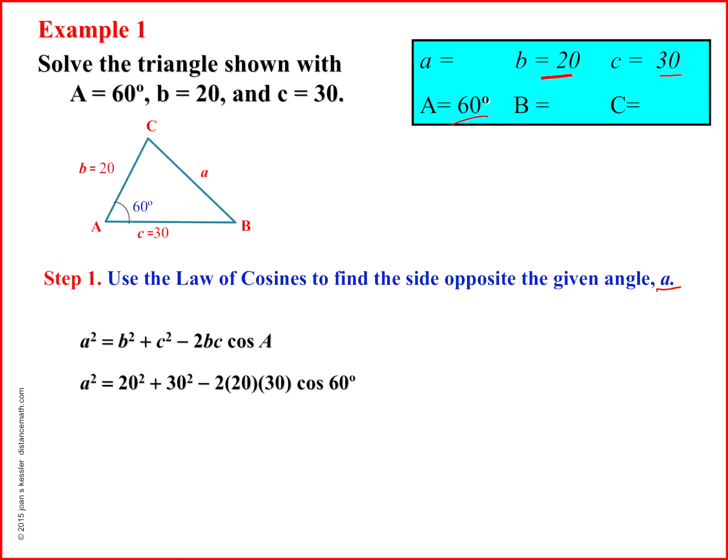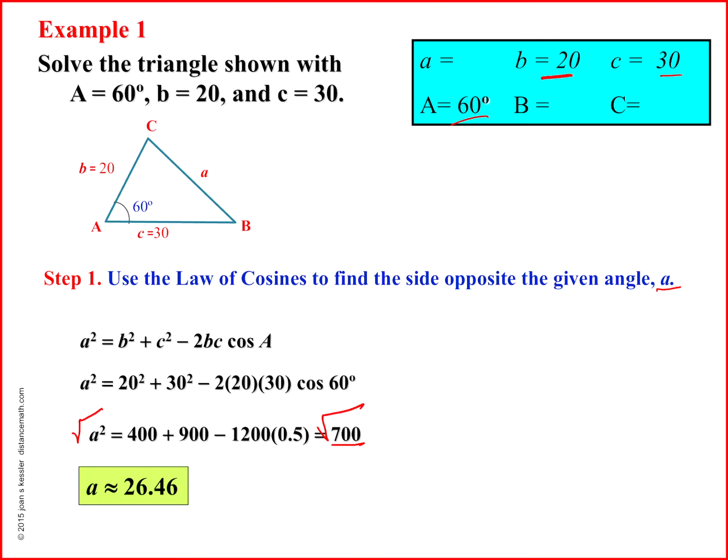And now it becomes, again, a lot of calculator problems. Plugging that into our calculator, you would get a squared equals 700. This works out nicely. Because it's a squared, now we have to square root this to get a by itself. So if I square root this, I get a is approximately 26.46. So there's our little a. Now we know a, b, and c.